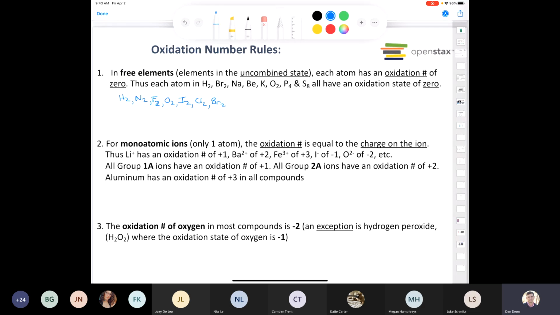So you need to know the diatomic elements. You also need to know that phosphorus comes in packets of 4, and sulfur comes in packets of 8. All those free elements have oxidation numbers of 0.